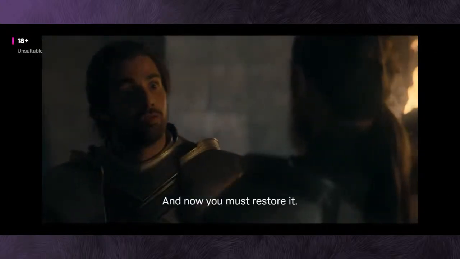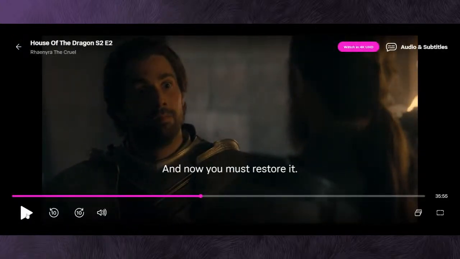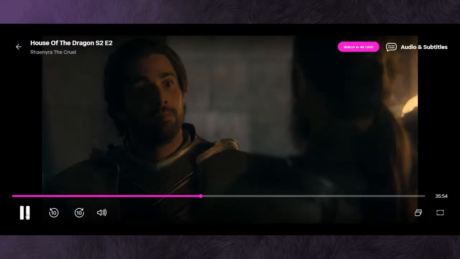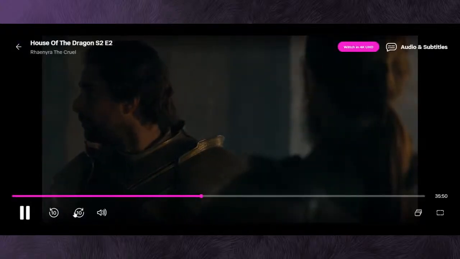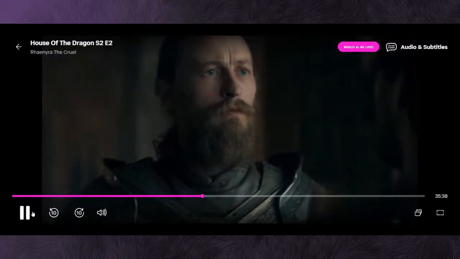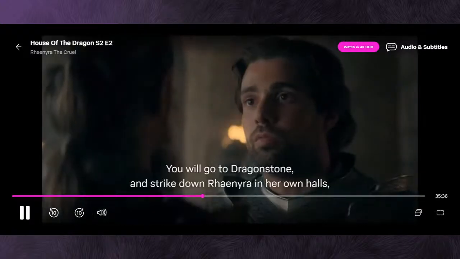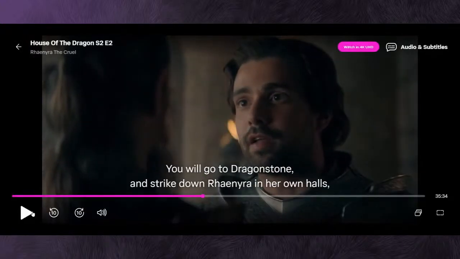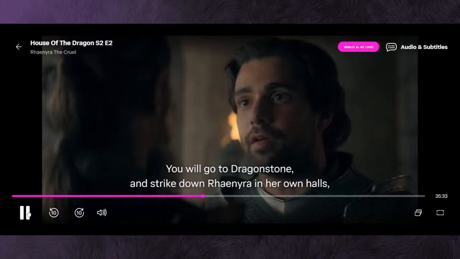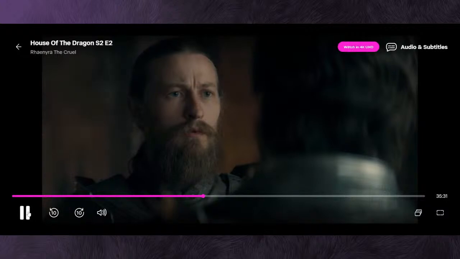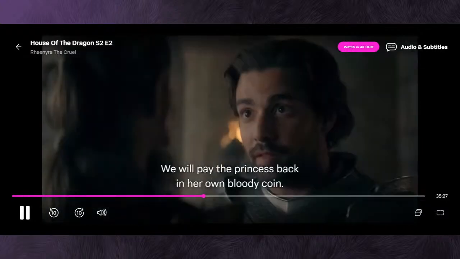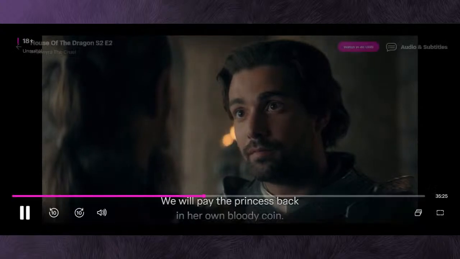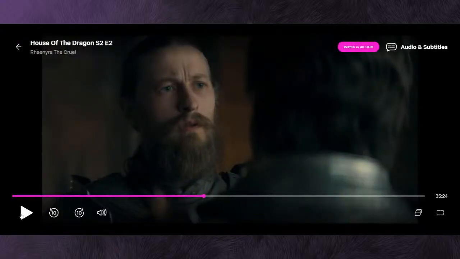And now you must restore it. Uh-oh. He's gonna lose it again. How am I to do that? Okay, now they're gonna walk. You will go to Dragonstone and strike down Rhaenyra in her own halls. Oh, he paused. He does not blink. The way she sought to do with Aemond. We will pay the princess back in her own bloody coin. Still looking at him. Cool.